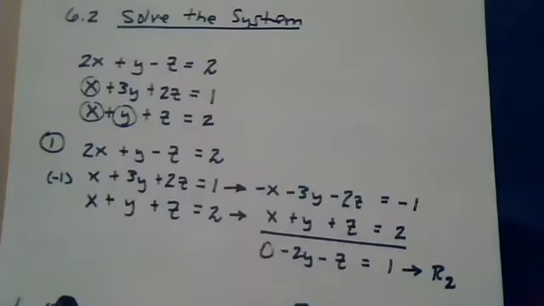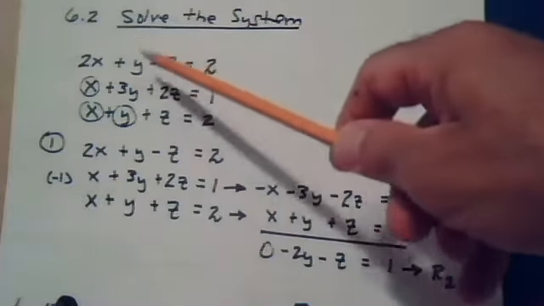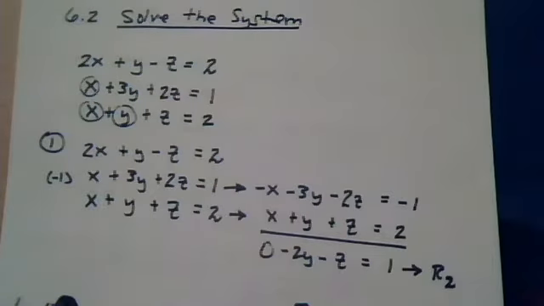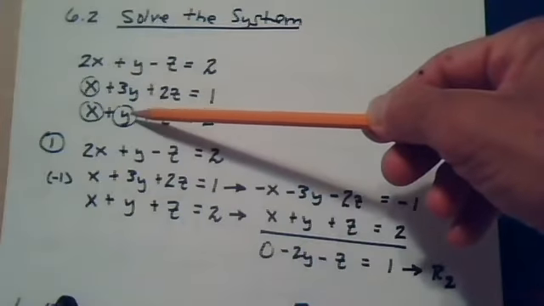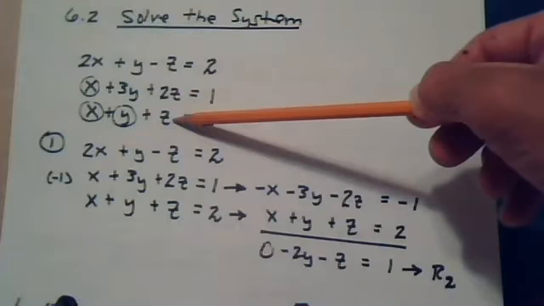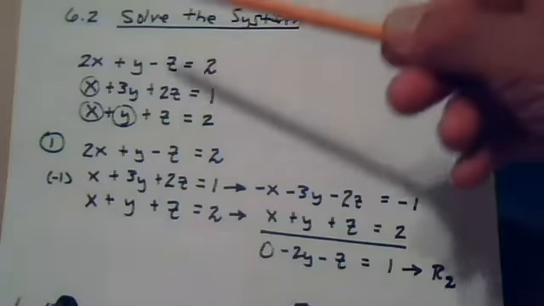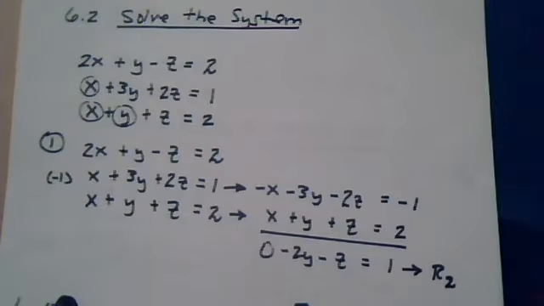Solve the system. Solving the system means finding out what the x, y, and z are. What are their values? If you found one x, you found them all. If you find one y, you found them all. If you found one z, you found them all. So it's three variables we're looking for.